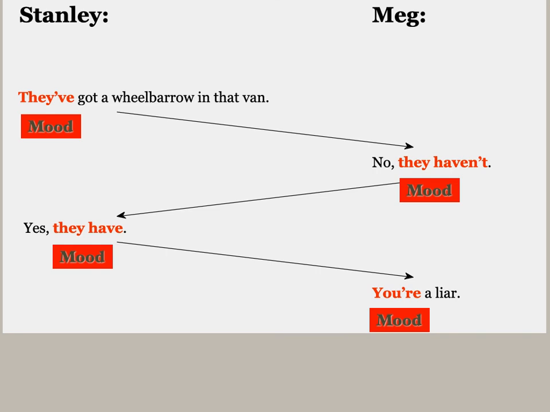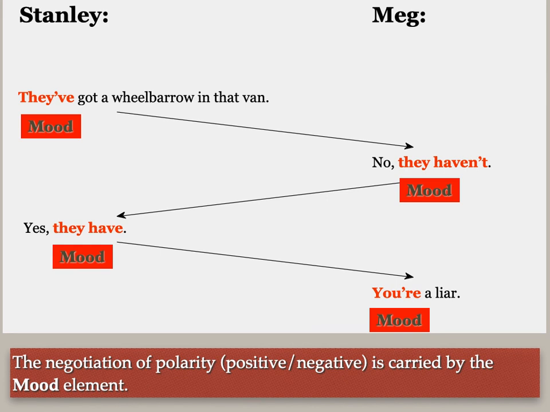And that is, of course, why Stanley, initiating the exchange, needs a full clause. They got a wheelbarrow in the van. But when Meg disagrees, all she needs is the mood element. She can leave out the rest, got a wheelbarrow in the van, the residue. Why? Well, because that's continuous. What she wants to contrast is they have versus they haven't, not got a wheelbarrow in the van. She wants to contrast that element which carries the point of the argument, the subject of the argument, they, and the dimension through which they're arguing, have, haven't, with the polarity. No, they haven't. Yes, they have. And then over to Meg again, you're a liar. So the negotiation of polarity, positive, negative, is carried by the mood element.